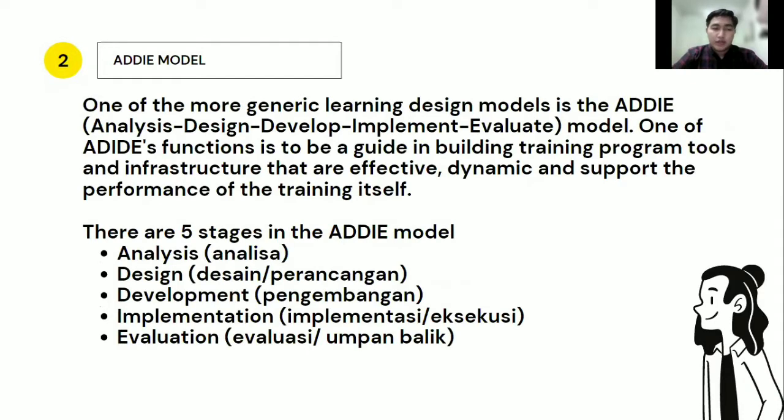Next model is ADDIE model. One of the more generic learning design models is the ADDIE, or Analyze, Design, Develop, Implement, Evaluate model. One of ADDIE's functions is to be a guide in building training programs, tools, and infrastructure that are effective, dynamic, and support the performance of the training itself. There are 5 stages in the ADDIE model. First is analyze, design, development, implementation, and the last is evaluation.